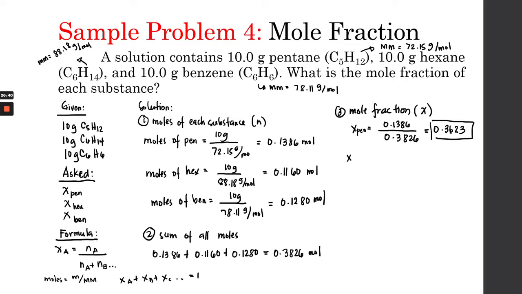Now let's solve for the mole fraction of hexane. The mole fraction of hexane, take the moles of hexane, which is 0.1160 moles, divided by the total moles, which is 0.3826, and that is equal to 0.3032.